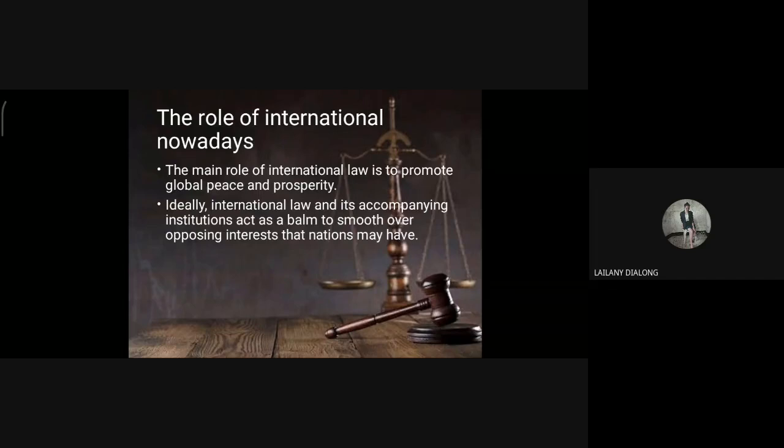Ideally, international law and its accompanying institutions act as a bond to smooth over opposing interests the nations may have. In our international law, if opposing teams or countries exist, there is a place to judge and settle their disputes.